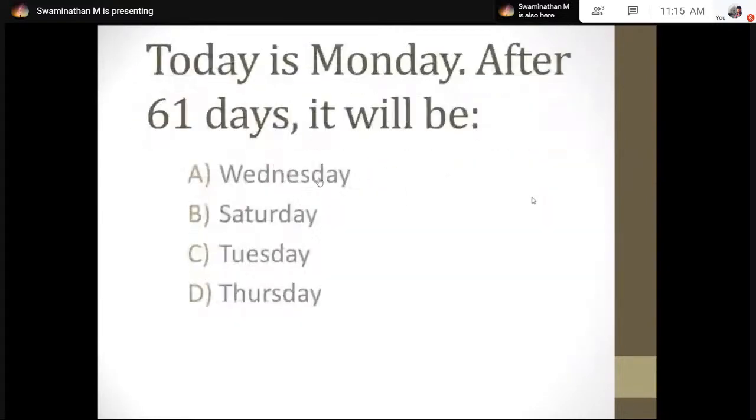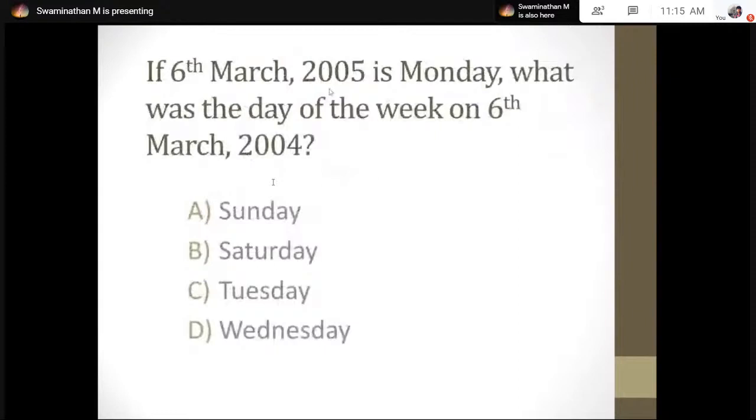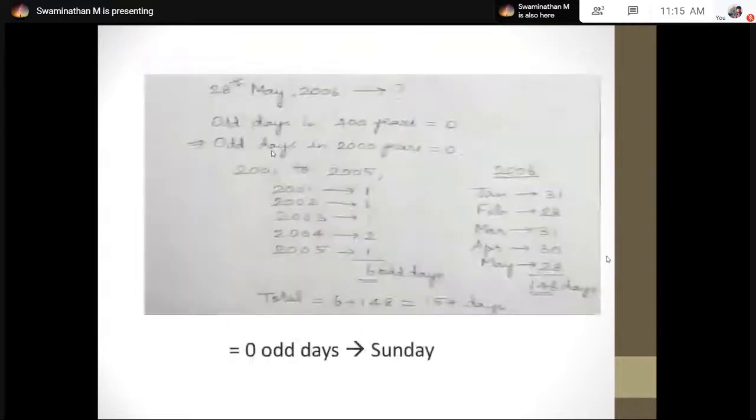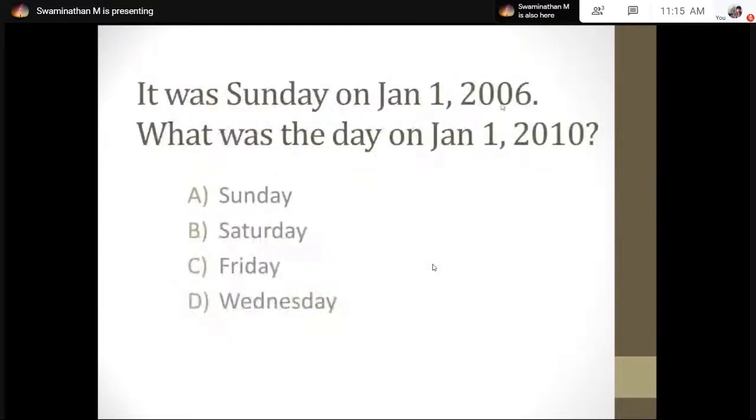And here also, a date is given and its day is given. You are supposed to find the day on some other date. But the difference is that here you have to backtrack. That is, the 6th March 2005 date is given, and you are supposed to find 6th March 2004. You have to go back here. But in the earlier question, 2006 Jan 1 is given, and you are supposed to find the day on Jan 1 2010. So this is the difference between these two questions. Be careful in that. Please do notice.